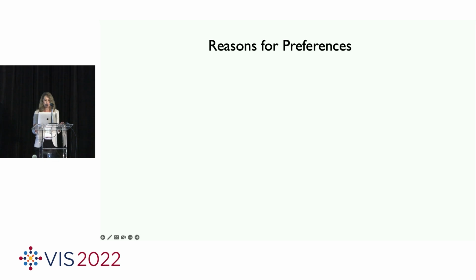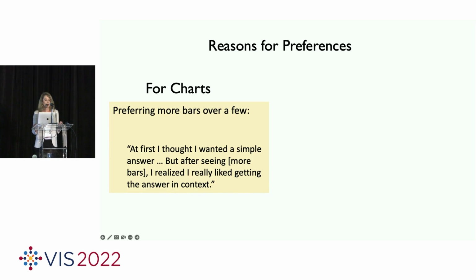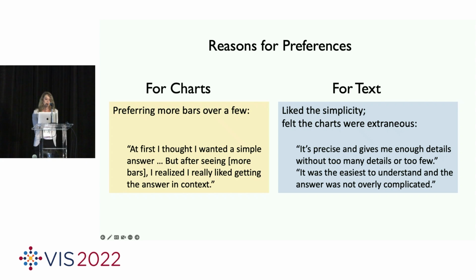So why was this? Well, we looked at what people actually said. So those who preferred charts said things like, at first I thought I wanted a simple answer of just 2 bars, but after seeing more bars, I realized I really liked getting the answer in context. And the people who preferred text liked it for the simplicity, and they felt the charts were extraneous. They said things like, it's precise and gives me enough details without too many details or too few. And it was the easiest to understand, and the answer was not overly complicated. So we should take note that we were only talking about a few data points here, and it might have been different if we were showing a very large data set.